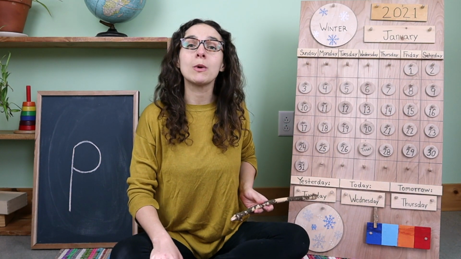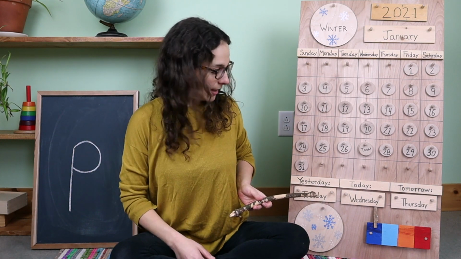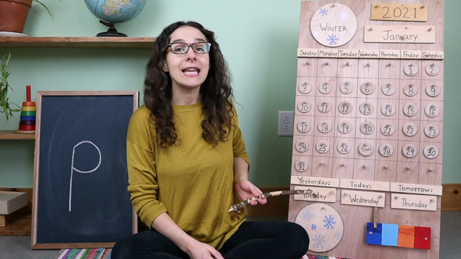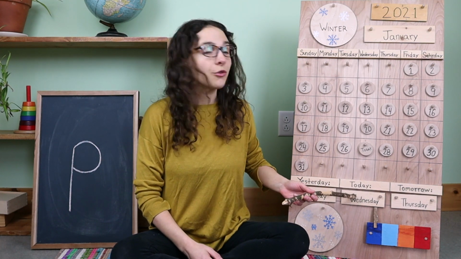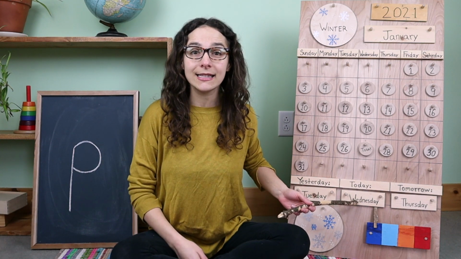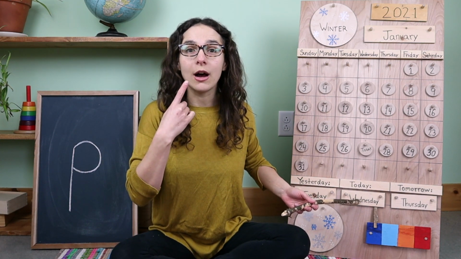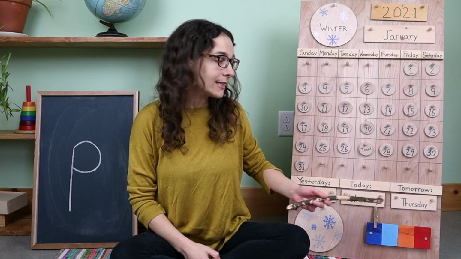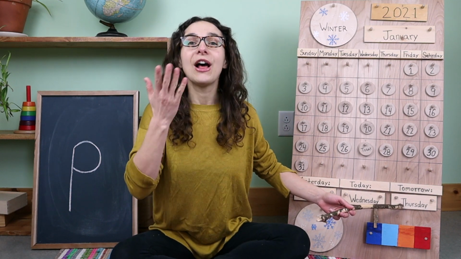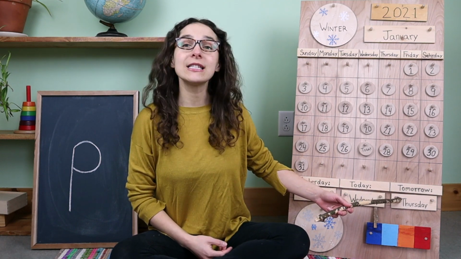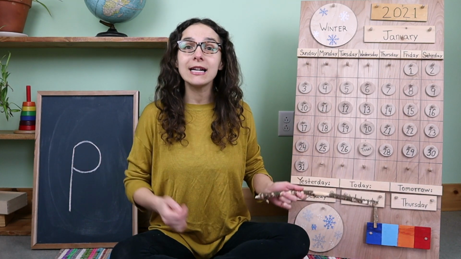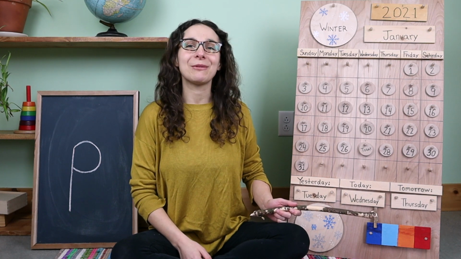Does anybody remember what the day was yesterday? Tuesday. You're right, friends. Yesterday was Tuesday. So that means that today is Wednesday. Today is Wednesday. And if today is Wednesday, tomorrow will be Thursday. Very good, friends. Tomorrow will be Thursday. But let's go back to today. Will you sing Today is Wednesday with me? Here we go.